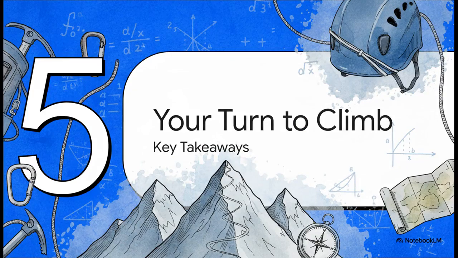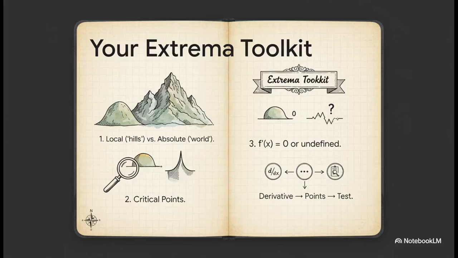Okay, we've climbed 3 pretty different mathematical mountains today. Before we wrap this up, let's stop and review the key tools we just added to our hiking pack. So here's your toolkit. First, always remember the 2 types of extrema, the local kings of the hill and the absolute kings of the world.